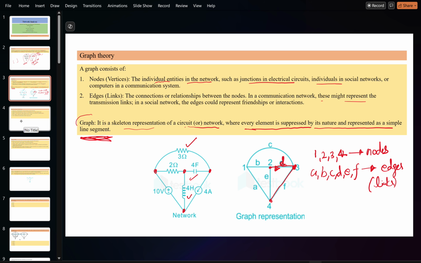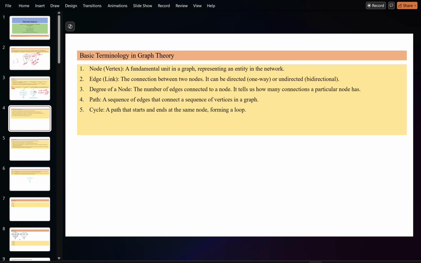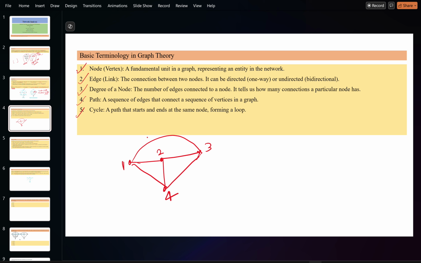So there are different definitions inside of graphs, terminologies like nodes, edges, degrees, paths, or cycles. Okay. So nodes, which we have represented. Suppose this is a graph which I am making, and these are the nodes one, two, three, four. And these are the branches A, B, C, D, E, F. So these are actually the nodes. Nodes are one, 2, 3, 4.